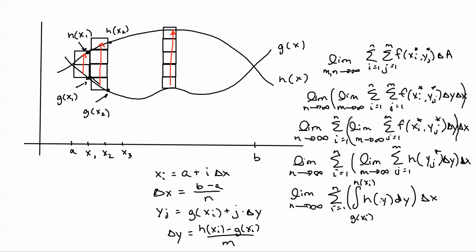And then if you take your h of y, if you go back to f now, what would that look like? Well, the y is still the y sub j we've turned into y, so that stays that way, but the constant x sub i is still going to be there. So we should have f of x sub i comma y, dy, change in x, and g of x sub i on the bottom and h of x sub i on top.